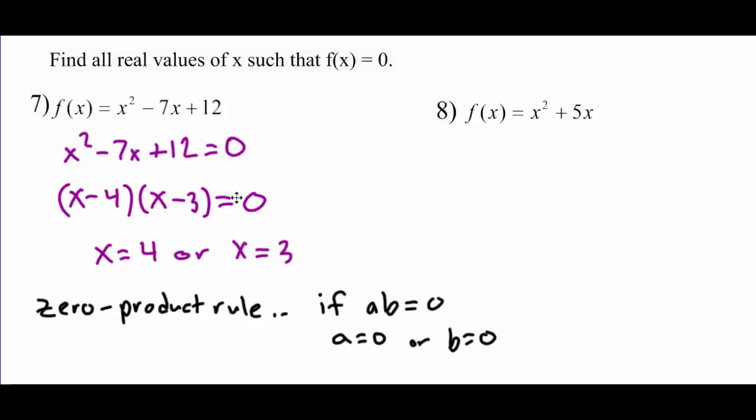So in other words, you just set these two terms equal to 0 separately, and you get 2 possible answers in this case. So 4 or 3, either one would give a function value equal to 0. Hey, same instructions on the next one.